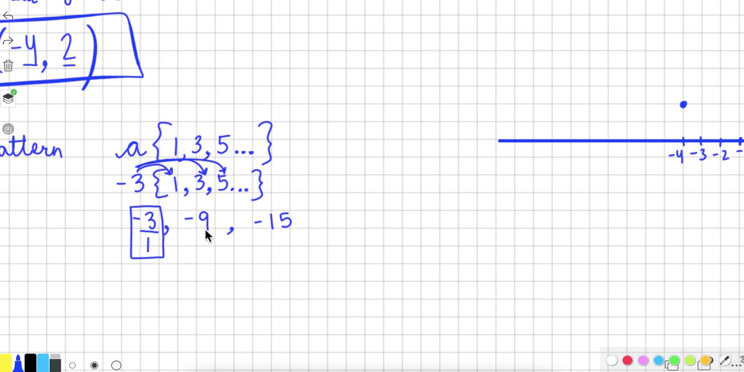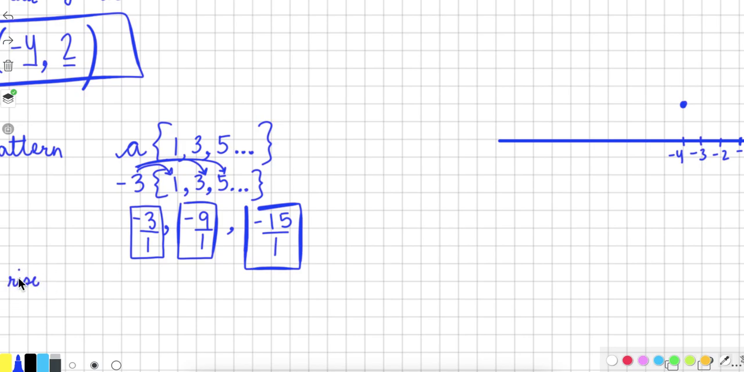Same thing, negative 9, we can write it as a fraction just over 1. Again, this fraction here will guide us where the next point is gonna be. Same thing, negative 15 here, it's like negative 15 over 1. It helps us in finding the next point on the graph here. So this is the negative 3 over 1. Remember the rise over run here. This is that thing here.